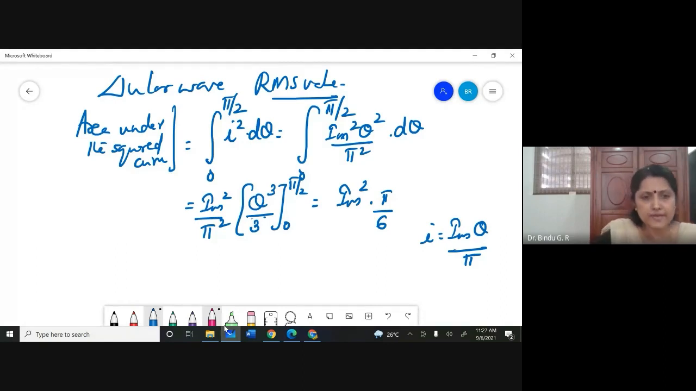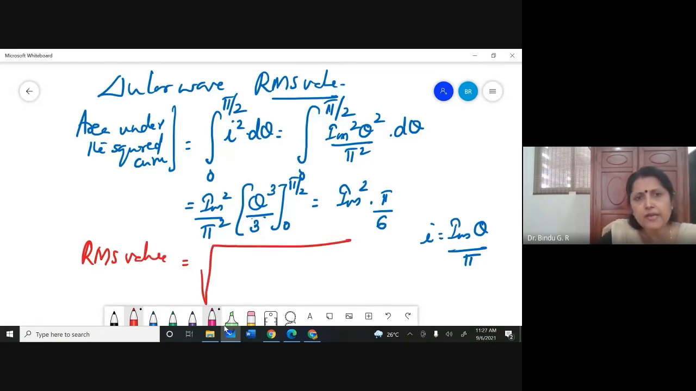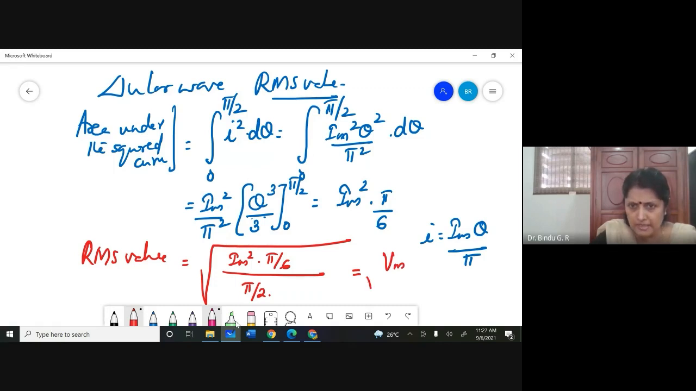Now the RMS value. You should be very careful here. It is the square root of area by base length, within the square root. So the area I got is Im squared pi by 6, divided by the base length, which I know is pi by 2. Finally, when I take the square root, within the square root I'll get it as Vm squared by 3.